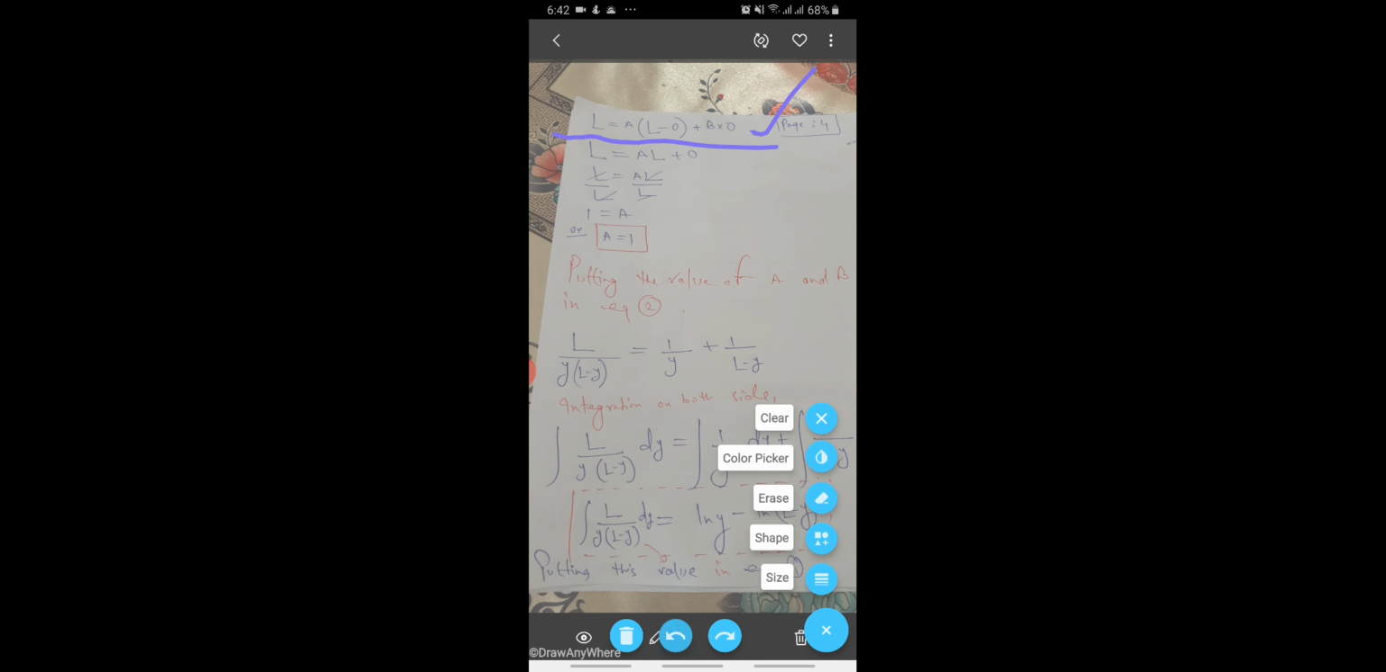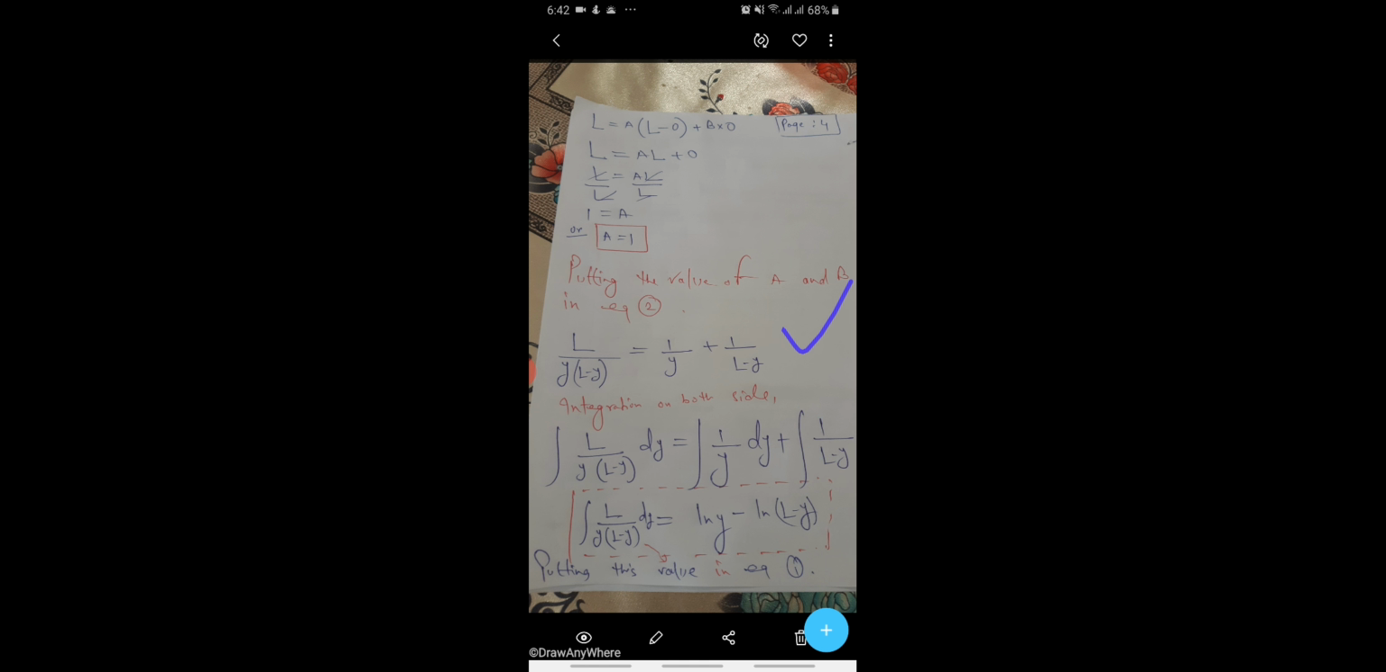This was A and this was B, and both the value of A and the value of B are 1. So I put 1 in the place of A and B. So the equation becomes this one: L divided by y, L minus y equal to 1 by y plus 1 by L minus y. And I have to find the integration of this function, so you can integrate on both sides. Make the symbol of integration on both sides, and then we can find it.